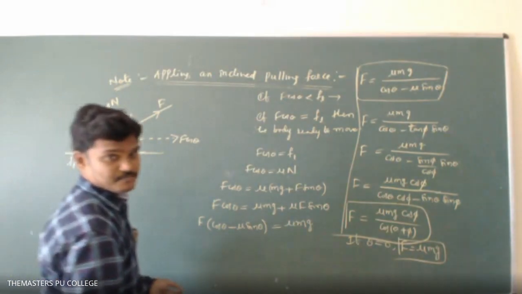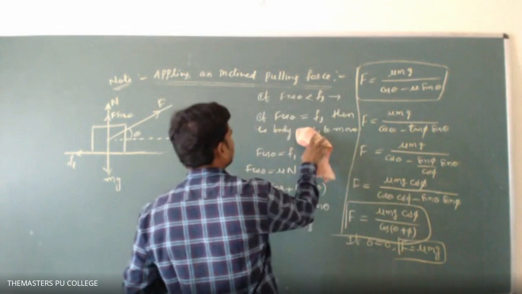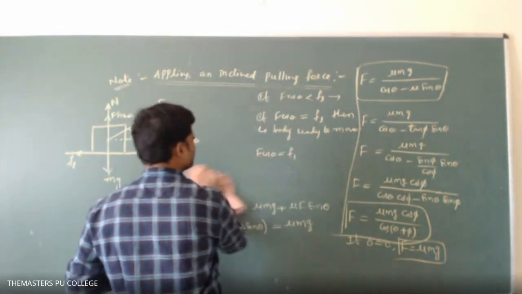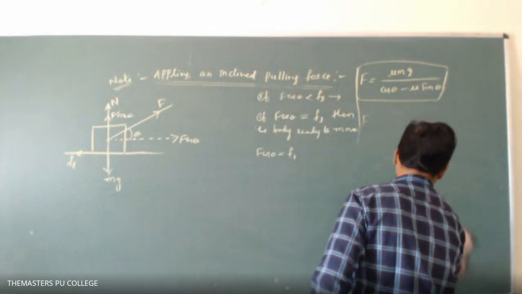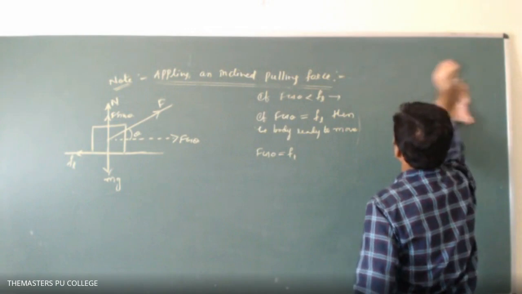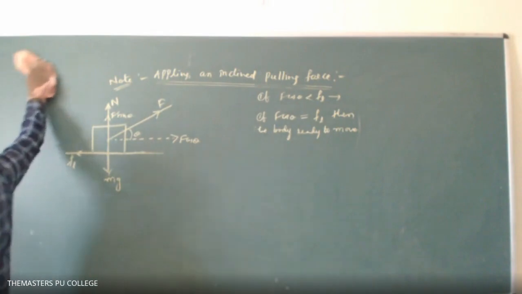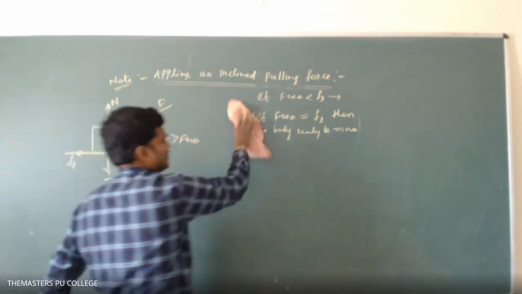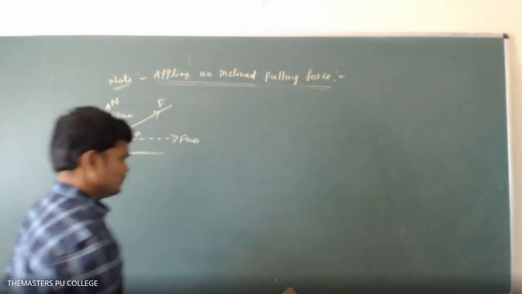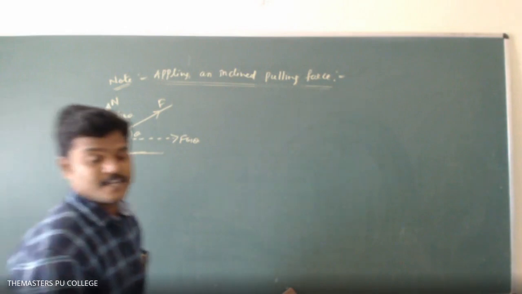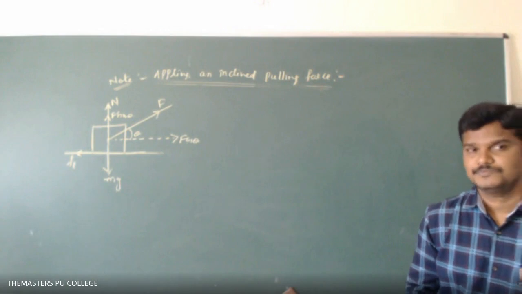Will you continue the steps? If F cos theta is less than FL, the body will be static. If F cos theta is equivalent to FL, then the body is ready to move. Please extend the steps. Use some basic mathematics. Try this, everyone. If F cos theta is equivalent to FL, then the body is ready to slide. You try this, get the minimum force required to pull the body so that it is ready to move.